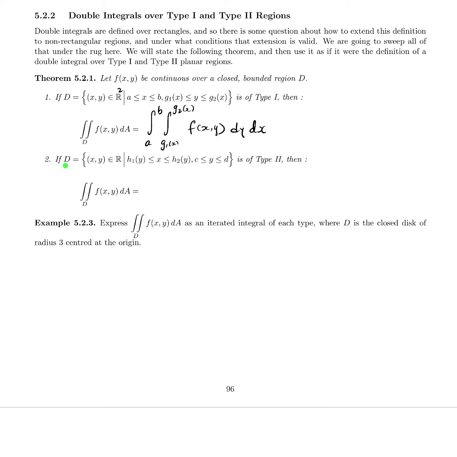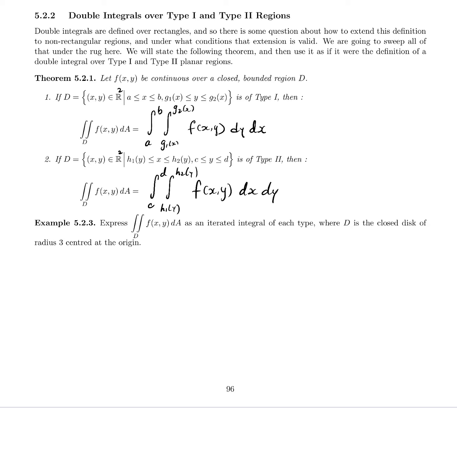Now, if we have D as every point x, y in, again, R2, such that h1 of y is less than or equal to x is less than or equal to h2 of y, and c is less than or equal to y is less than or equal to d, so that is a type 2 region, then the double integral of f of x y over D dA is also an iterated integral, but in the opposite order. So it's the integral from c to d of the integral from h1 of y to h2 of y of f of x y dx dy.